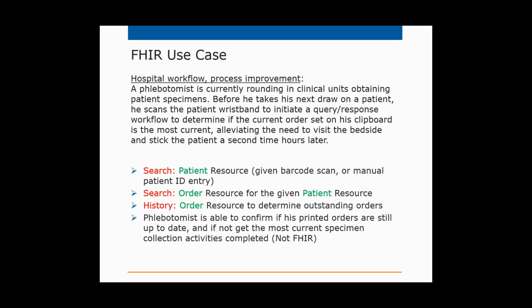So we've talked about the red and the green. The red being the RESTful web API. We'd do a search of the patient resource. We'd do a search of the order resources for that given patient, and then we'd pull a history on the order resource just to make sure that my operational data that I've got here in my hand still matches the real world. So that phlebotomist is able to confirm that his printed order is still up to date, or if not, get the most current specimen collection activities completed right there at the bedside.